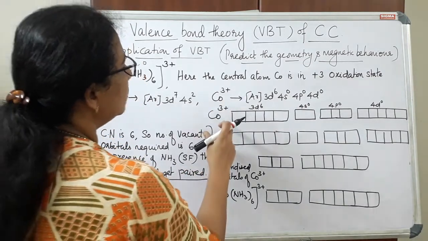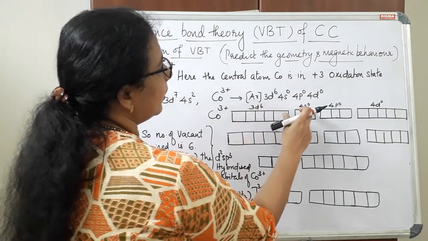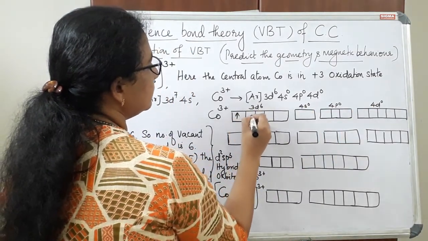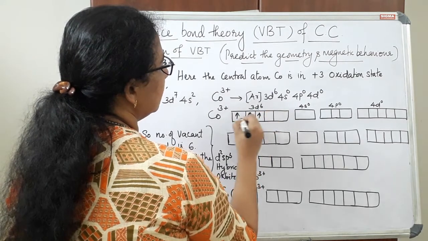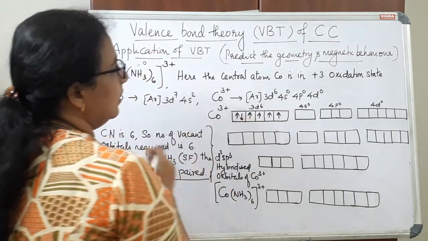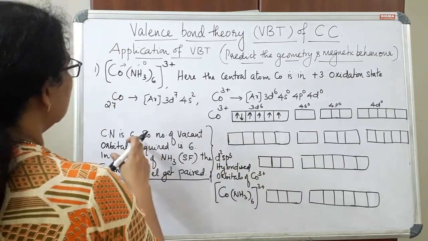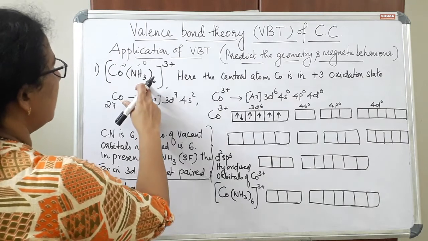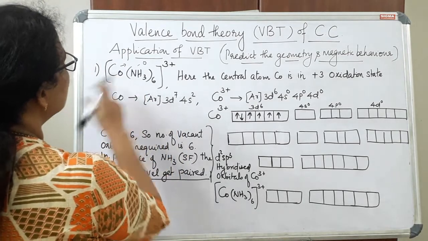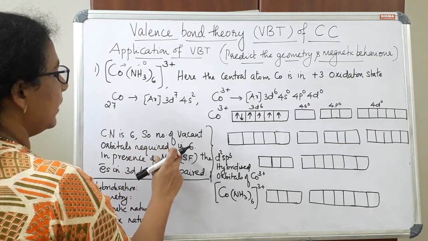Now we will draw the orbital diagram of Co3+. So it is 3d6, 4s0, 4p0 and 4d0. We fill the electrons in the 3d orbitals, that is 1, 2, 3, 4, 5 and 6. So this is the orbital diagram for Co3+. Now let's see the coordination number. In this complex the coordination number is 6, that means 6 ligands are directly attached to the metal. So the number of vacant orbitals required is 6.